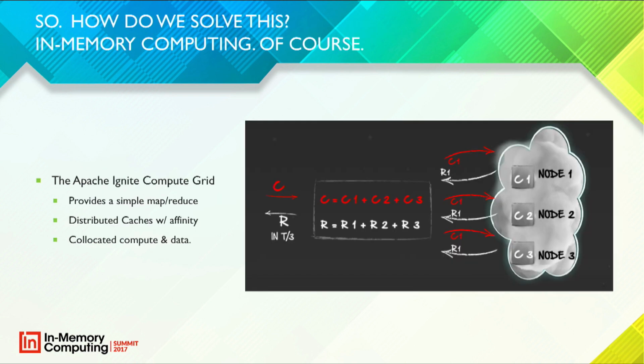So how did we solve the problem? Well, that's why we're all here. It's really because of in-memory computing, how we solved it. We chose to use the Apache Ignite compute grid to do this, and really because of the co-location of compute and data, the distributed caches with affinity, and the fact that it has a very simple MapReduce built into it. So it met our needs beautifully.